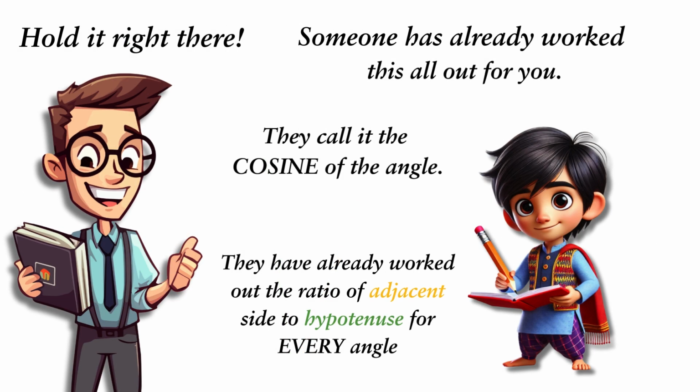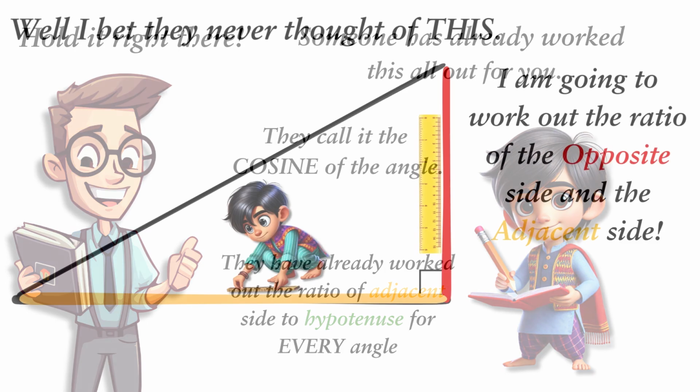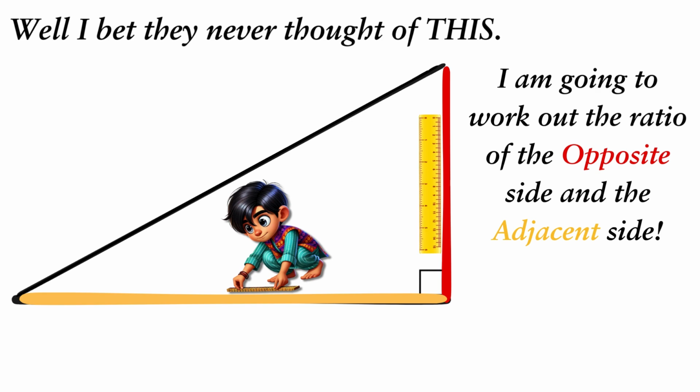Hold it right there. Someone has already worked this all out for you. They call it the cosine of the angle. They have already worked out the ratio of adjacent side to hypotenuse for every angle. Well, I bet they never thought of this.